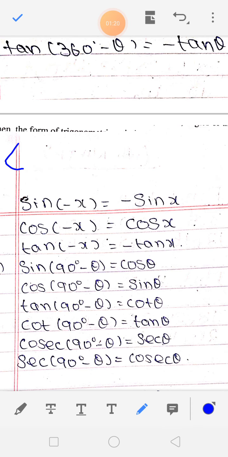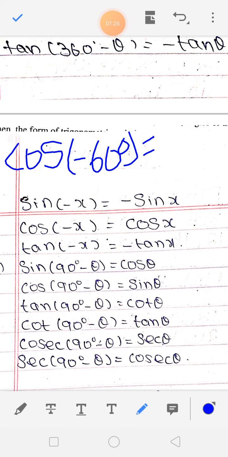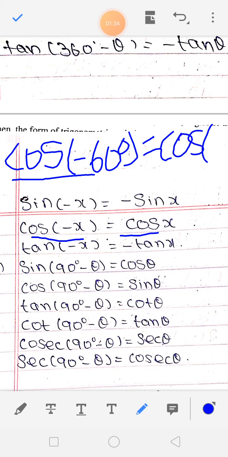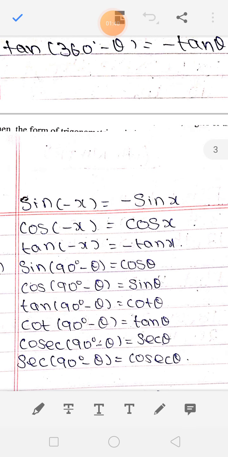Suppose, for example, cos of minus 60 degree. How can I write cos of minus 60? So cos of minus x is plus cos x only. So plus cos of, in the place of x what value do we have? 60. So cos 60 degree. That's it. So this is the first one.